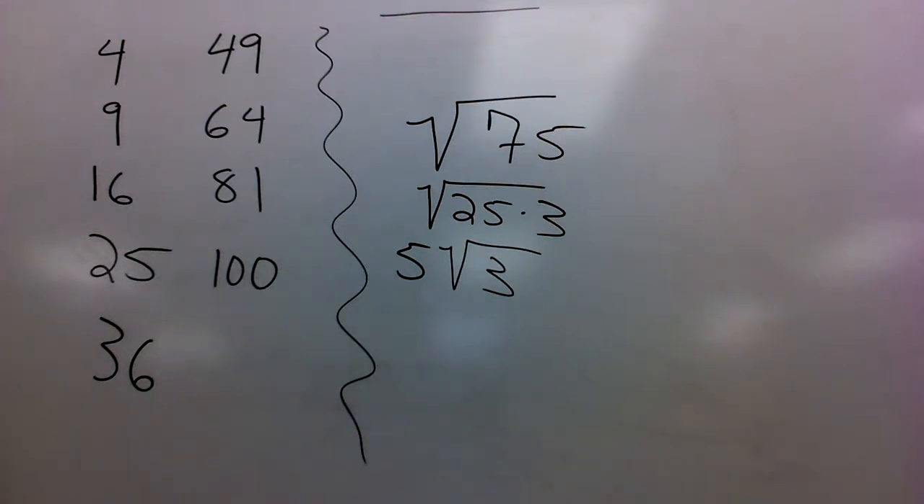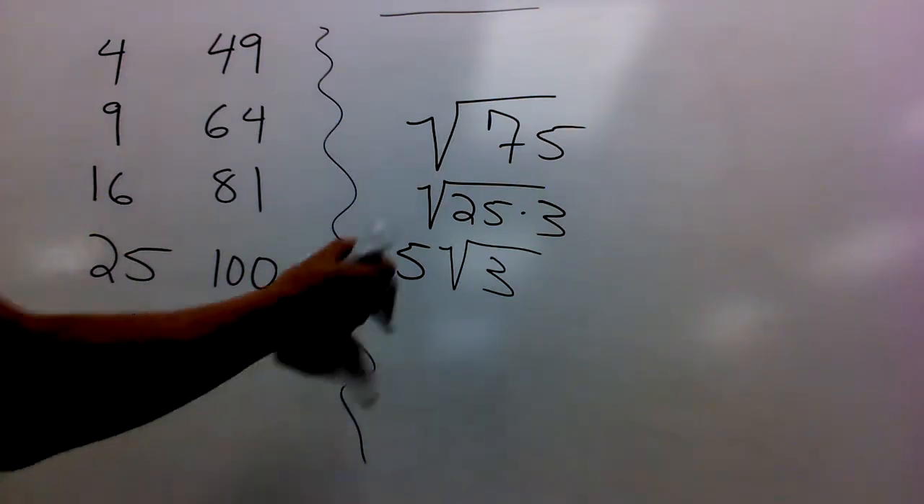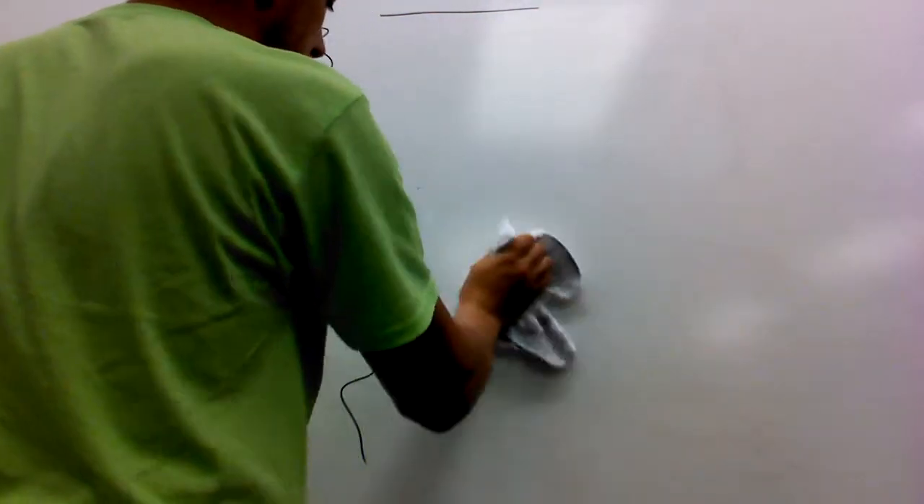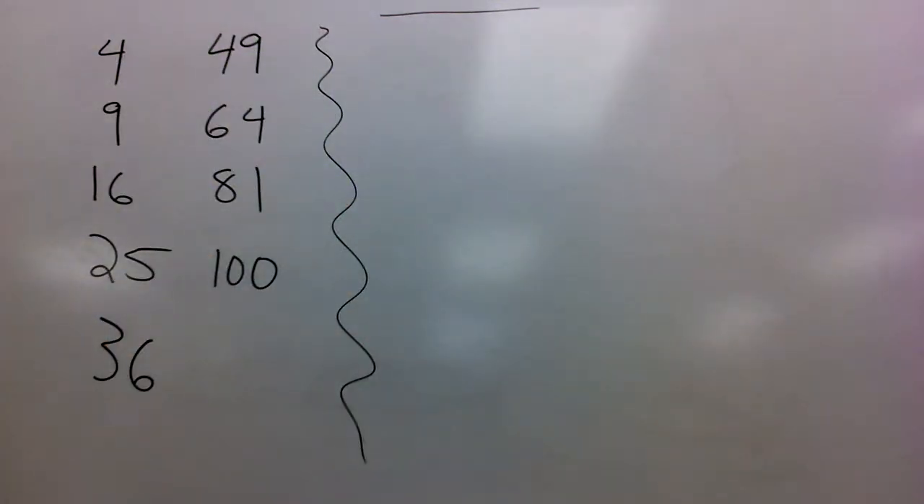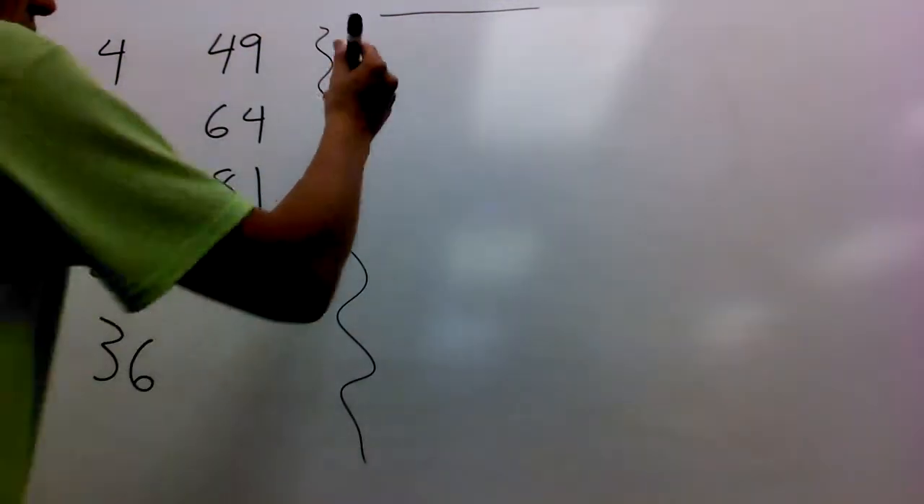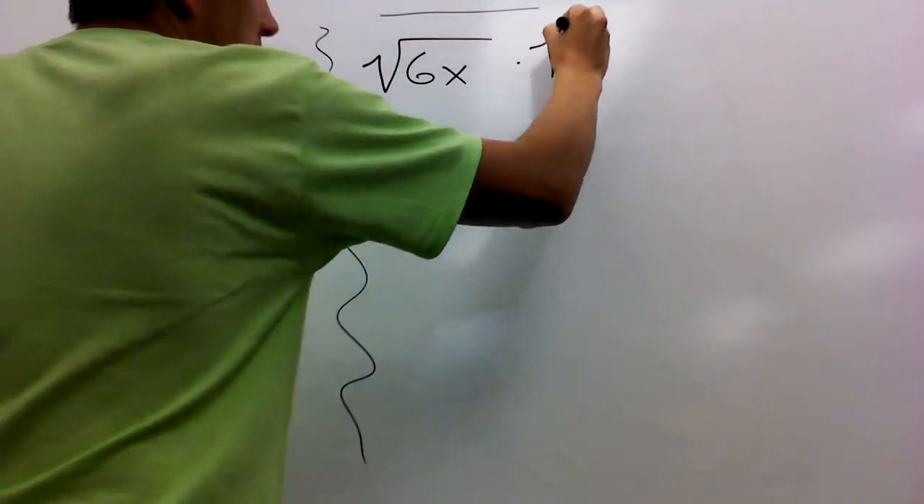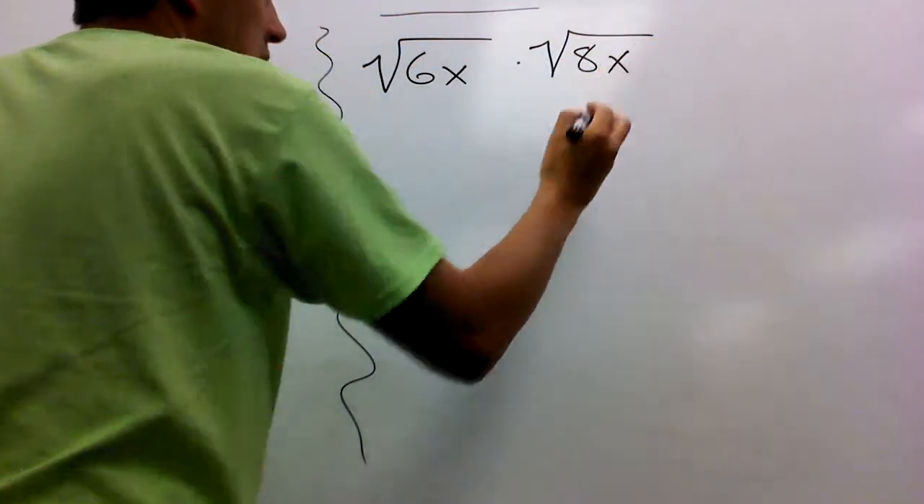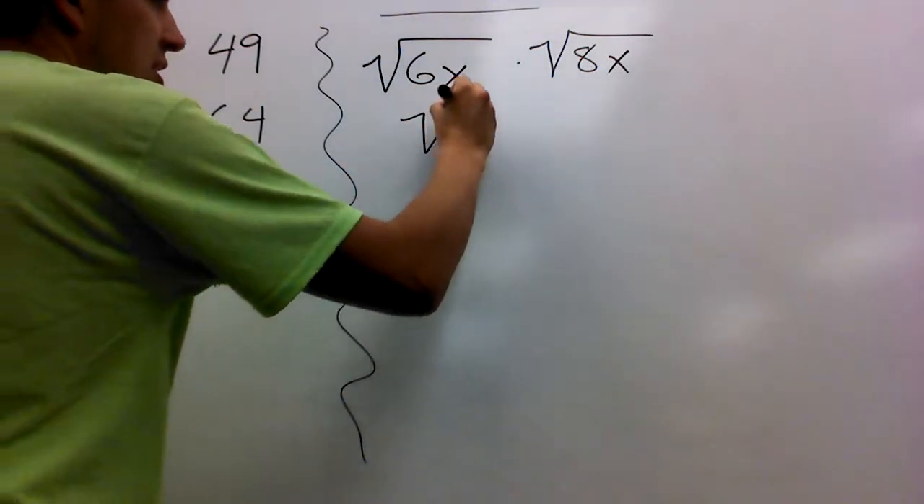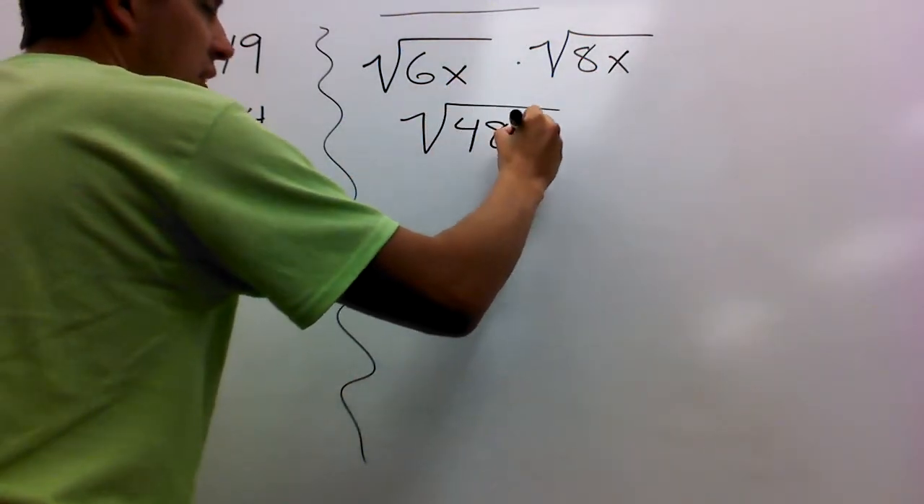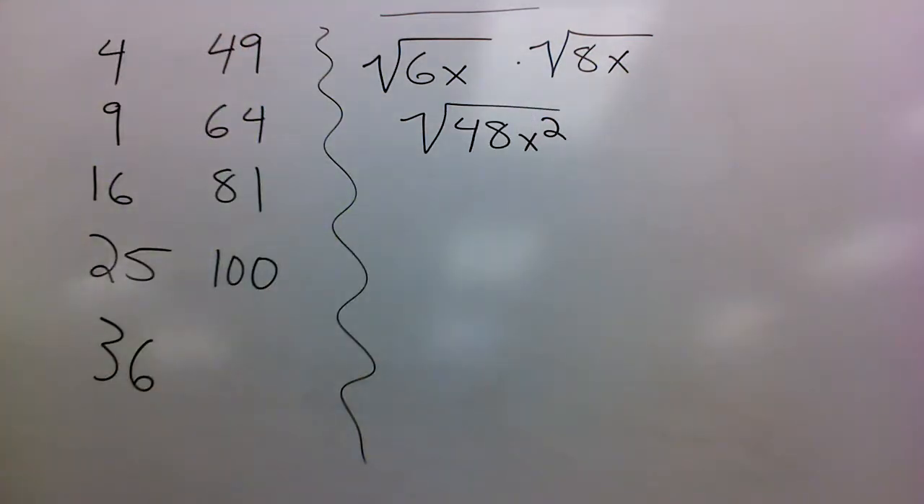Multiplying. Multiplying square roots, we multiply the insides. Problem 2. Square root 6x times square root 8x. Multiply the insides, that's easy. 48x squared. From here, there are 2 parts.